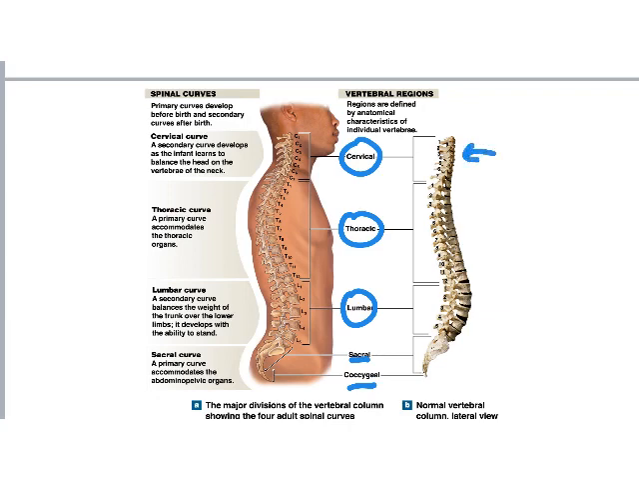So cervical is going to be top. Remember, cervicis meant neck, so this is going to be basically your neck. This is going to be your mid-back, and this is going to be your lower back. And the sacrum and the coccyx are kind of like your tailbone.